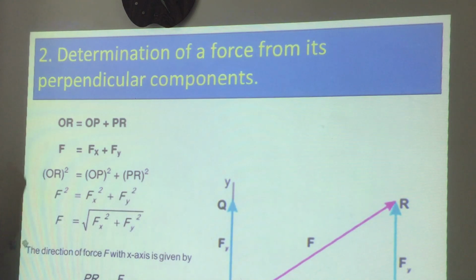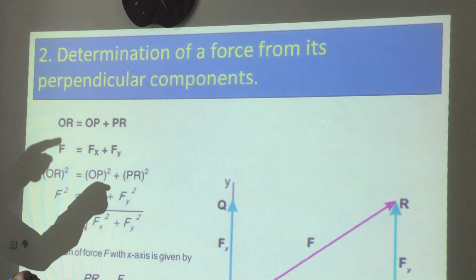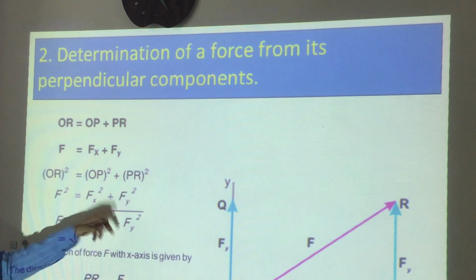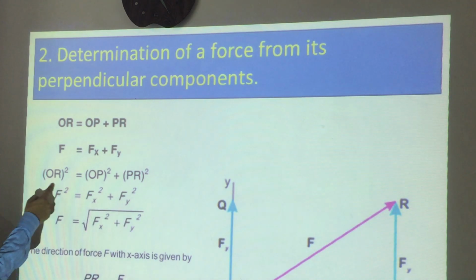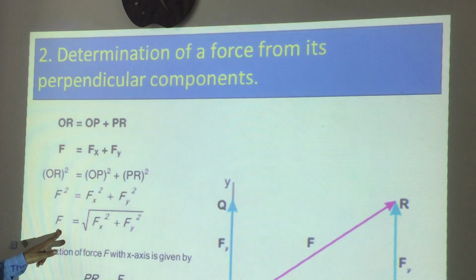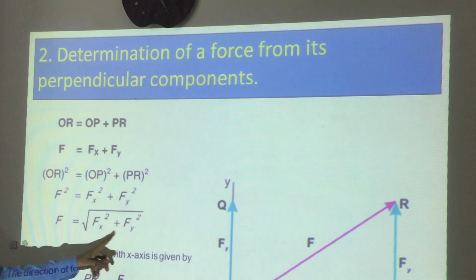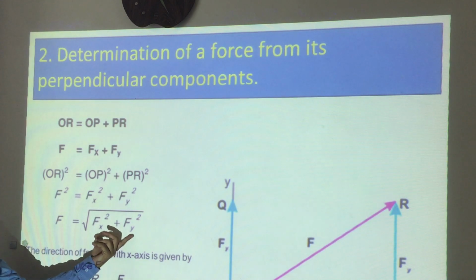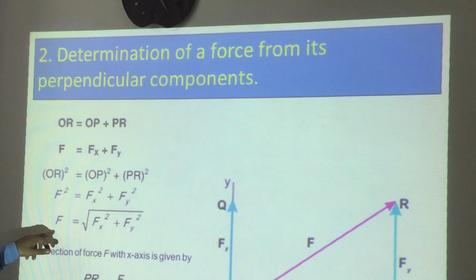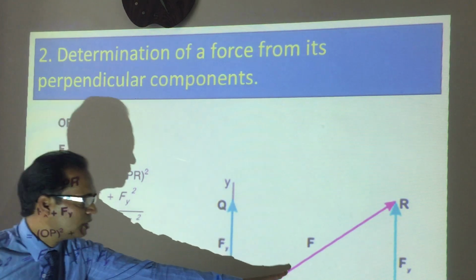This square root will not be cancelled like here. Why? Because first the squares are taken, then they are added, and then the square root is taken. So when you take the square root and the square cancel, we are left with F. But this square root will not be cancelled. What does it mean? If you have the Fx component and the Fy component, take their squares, add them up, take the square root, and you will get the final value of the F vector here.